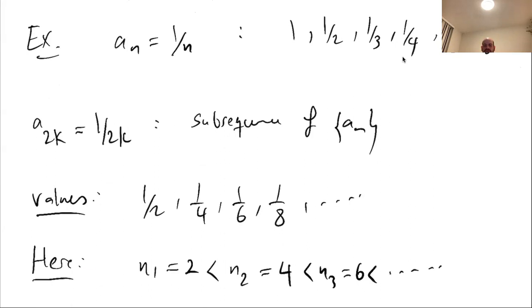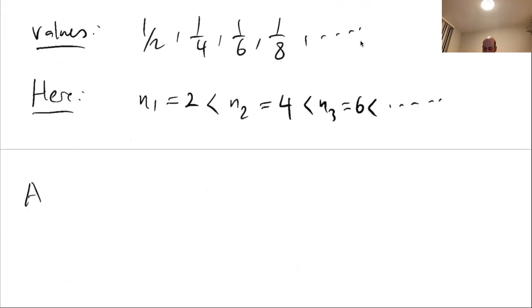Okay, so here we have a subsequence of the original sequence. As long as N1 is less than N2, less than N3, less than N4, and so on, you have a subsequence. In this case, the NIs have a certain pattern because each NI is 2 times I, basically twice the original index. But it doesn't have to have a certain pattern. So let me list another subsequence of AN.